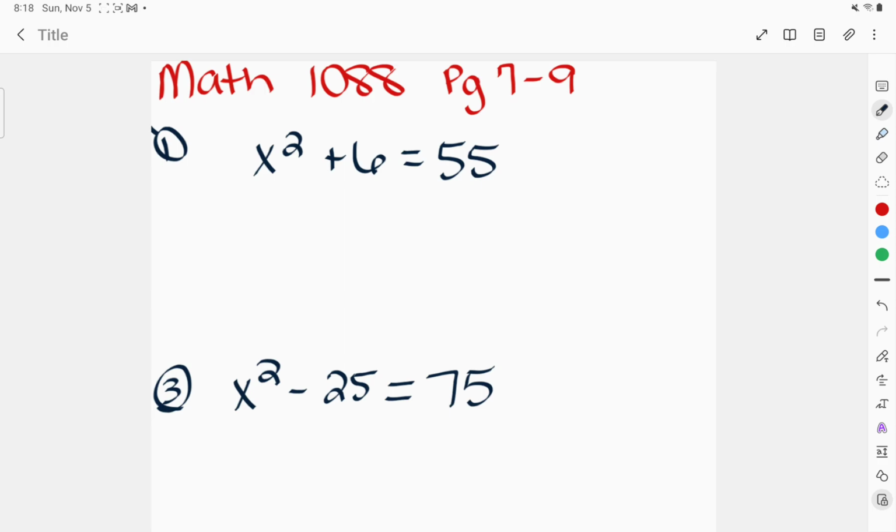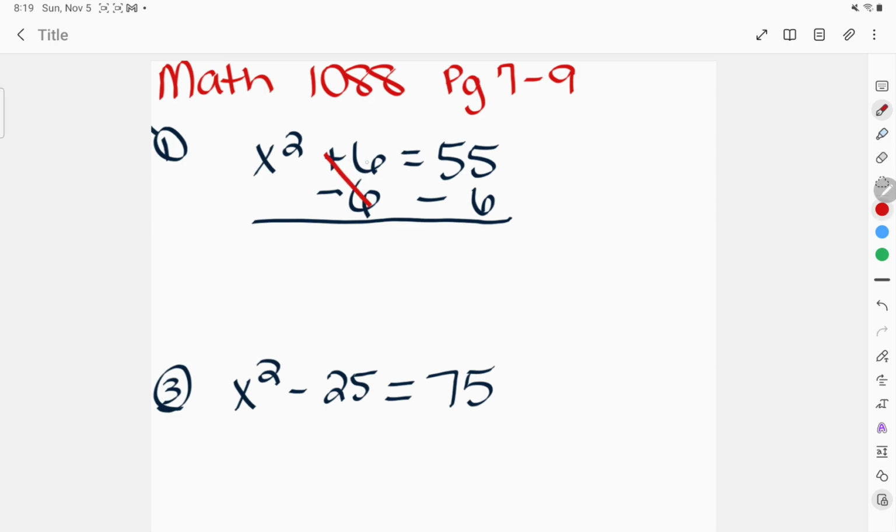Okay, so the first step is to isolate your variable. Your variable is x. That's what we're trying to solve for. So we're going to isolate it and move our term to the right side by doing the inverse operation. In this case, the inverse operation is negative, so we're going to subtract 6 from both sides.